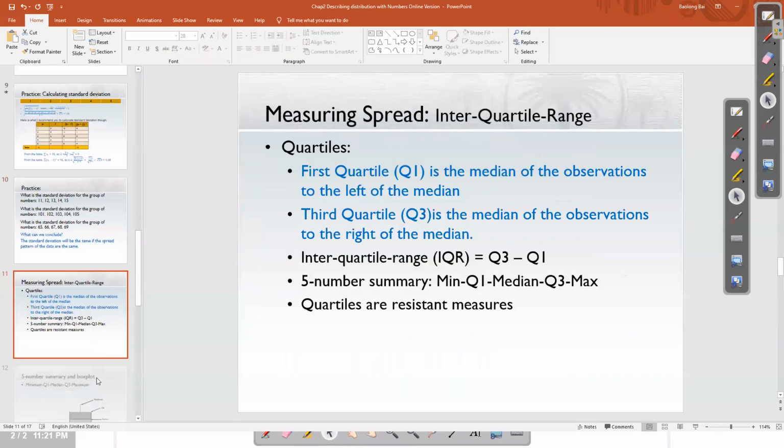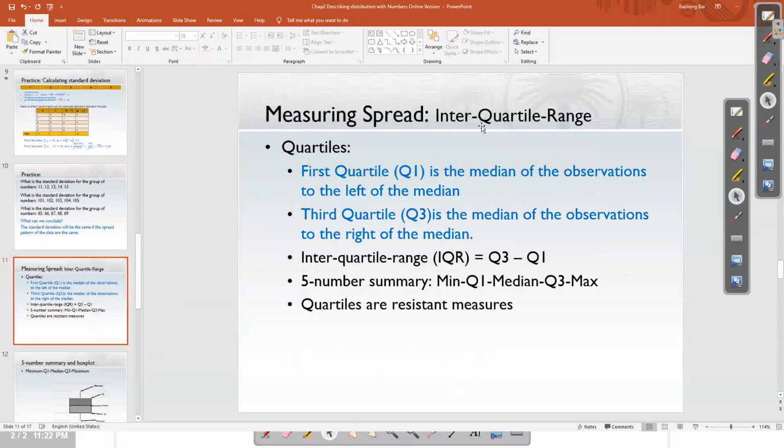So now we have another measure of the spread. It's called interquartile range, IQR. So how do I find interquartile range? Interquartile range is calculated by the difference of two quartiles, Q1 and Q3. So now I need to learn a new term. What's a quartile, right?